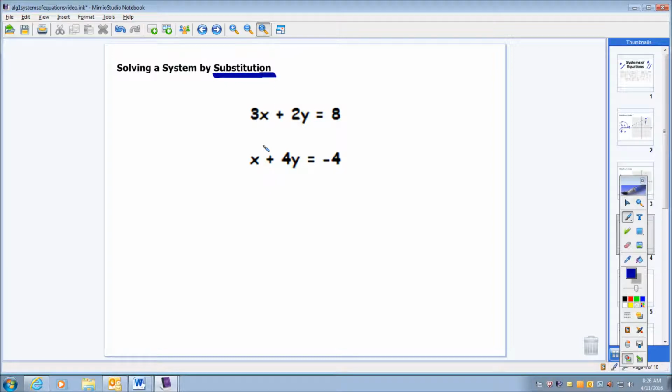And what you want to do is find the variable with no number in front. There's a 3, a 2, a 4. There's really no number here. So we're going to solve for x. So I'm going to isolate x. This is plus 4y, so I'm just going to subtract 4y from both sides.